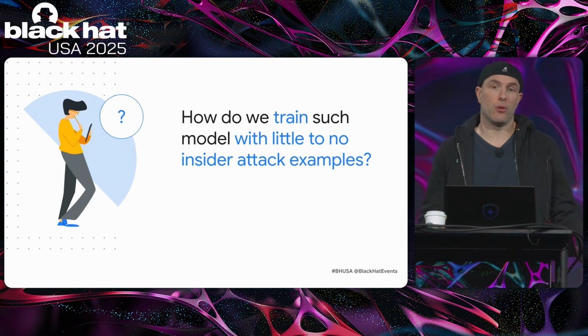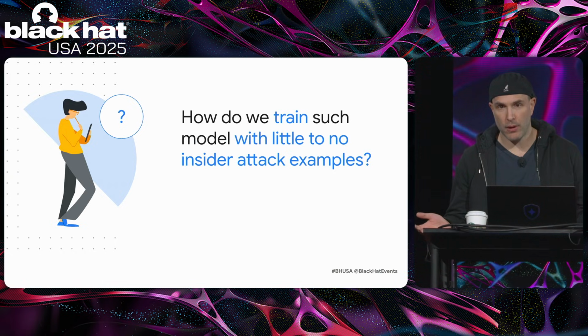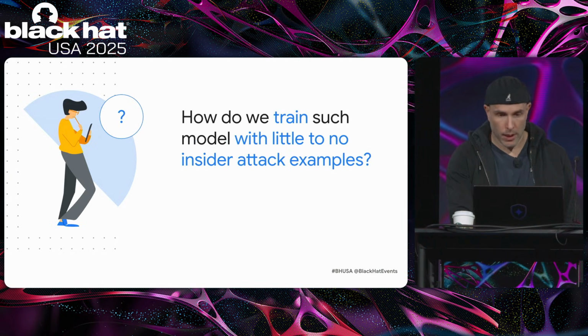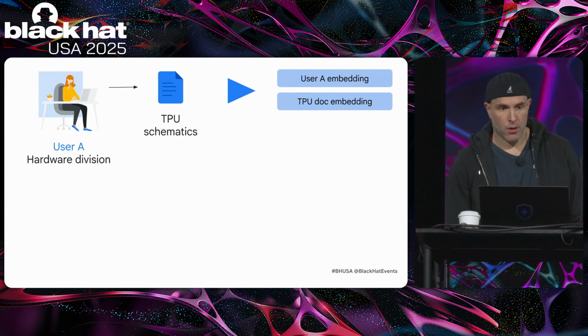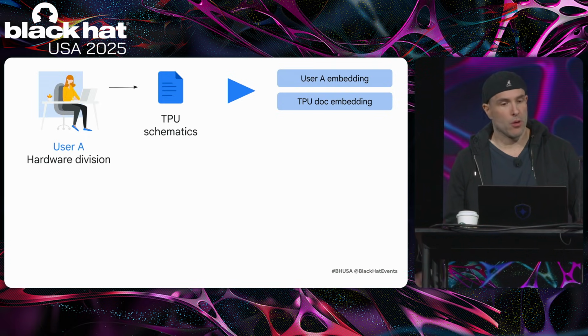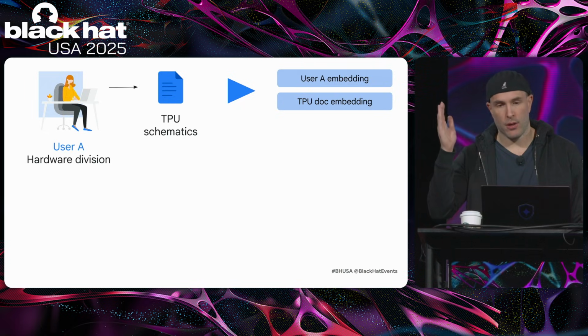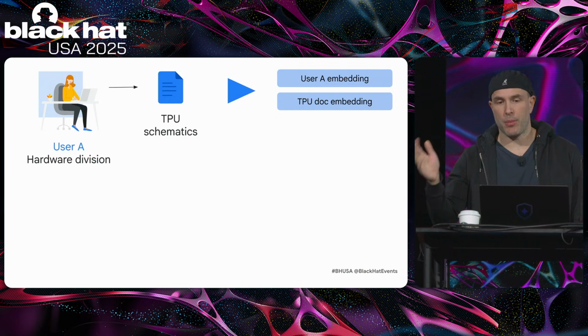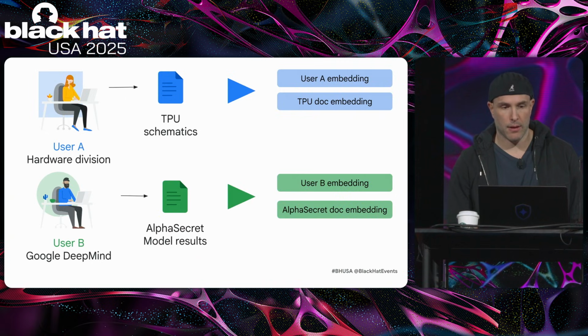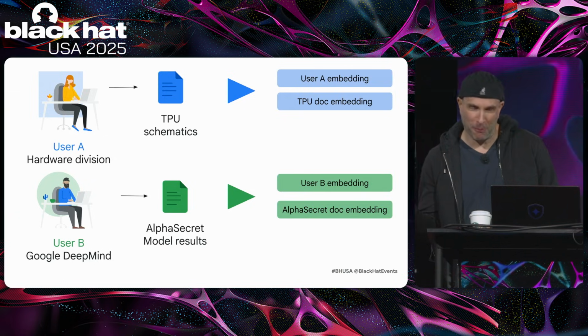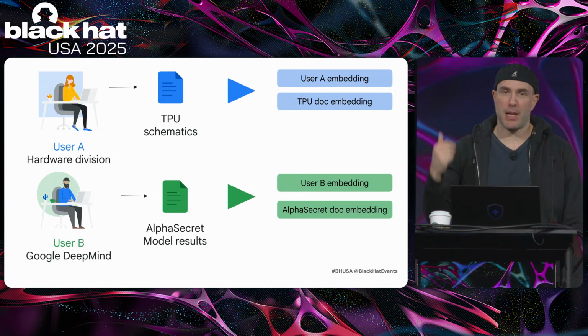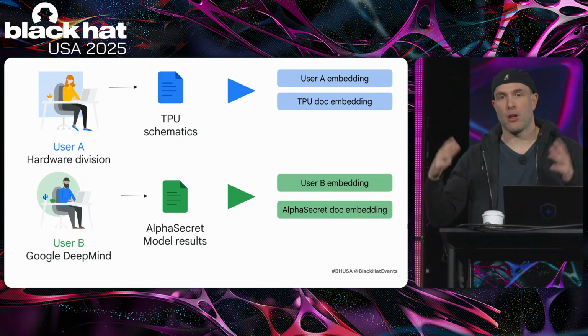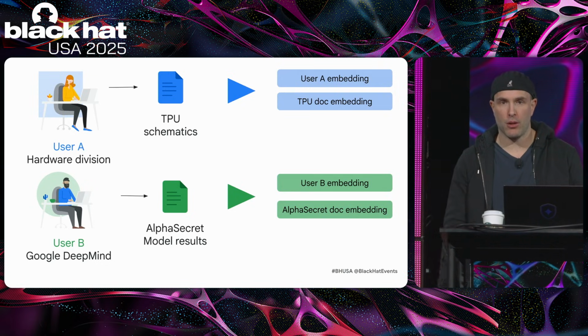The answer is we actually do not use at all any insider risk information. We only train with a very neat trick that I'm going to explain. We start by computing, for all the activity we have, the two embeddings which are normal embeddings. So for example, we would compute for the user of the hardware division their embedding and the embedding of the TPU document. And then if we have someone from DeepMind who works on Alpha Secret, our new secret model, we're going to have the user B embedding, and then we have the Alpha Secret doc embedding. So we have two different embeddings, and those are completely normal.